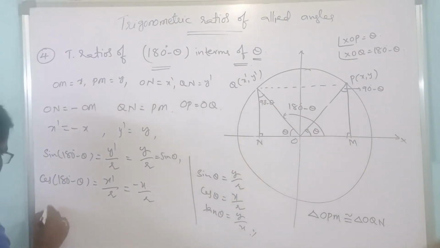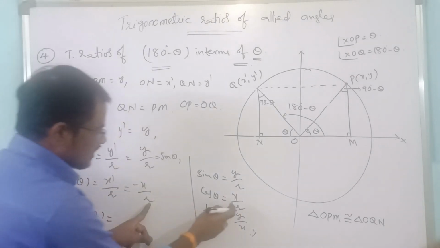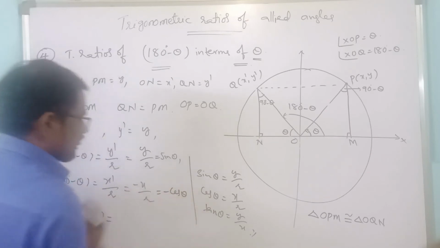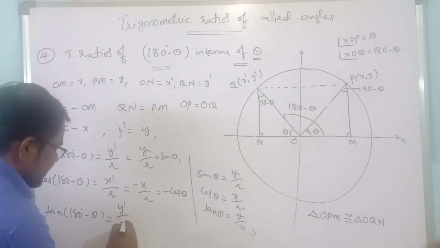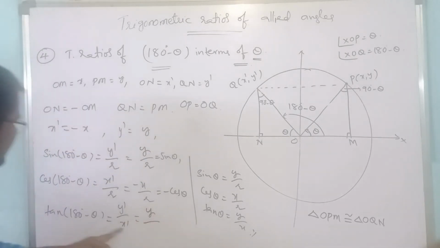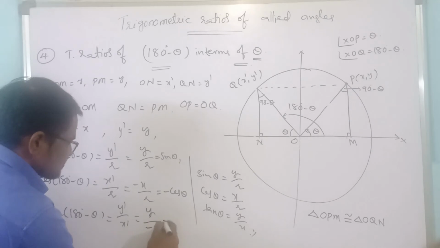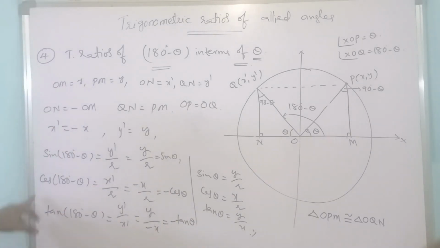Next, tan of (180 minus theta) is minus x by r, which means minus cos theta. And tan of (180 minus theta) is y dash by x dash. Y dash equals y, divided by x dash equals minus x, that is equal to minus tan theta. So similarly, the remaining ones you can also find.